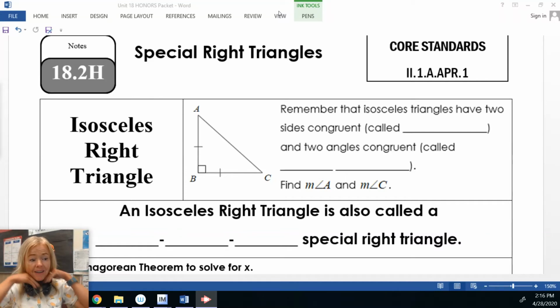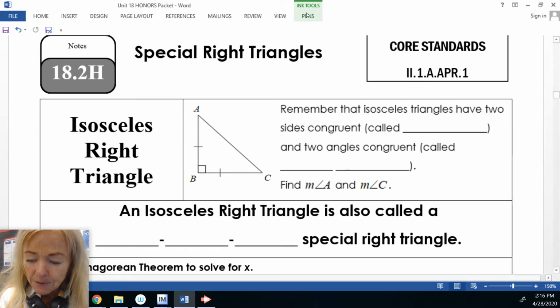Right, we are doing 18.2 now. So 18.2 are special right triangles. All right, so far what we've been dealing with are right triangles that, I need a pen.